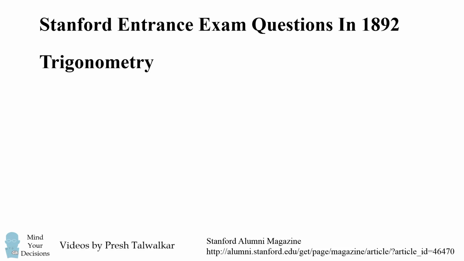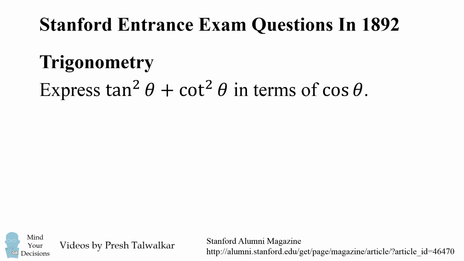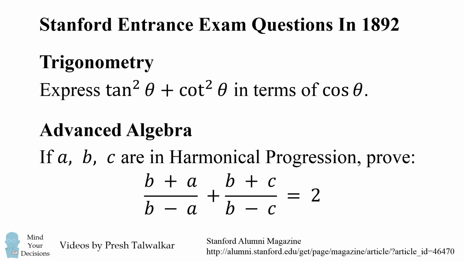Here's a trigonometry question. Express tangent squared of theta plus cotangent squared of theta in terms of cosine theta. Here's an advanced algebra question. If a, b, and c are in harmonical progression, prove (b plus a) all over (b minus a) plus (b plus c) all over (b minus c) is equal to 2. Can you figure it out? Give these problems a try, and when you're ready, keep watching the video for a solution.